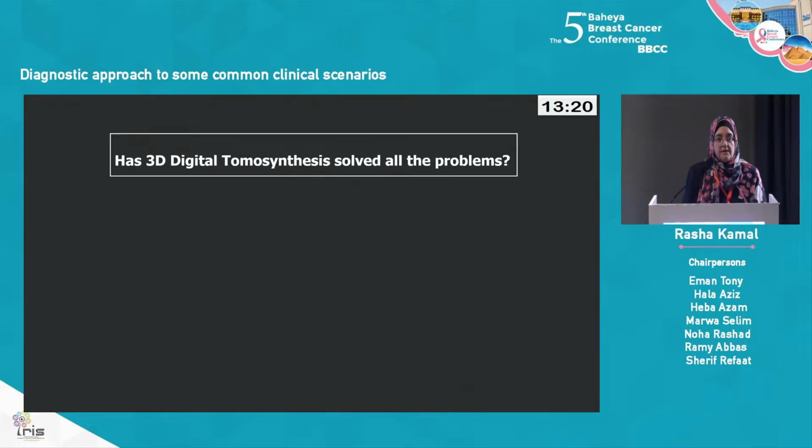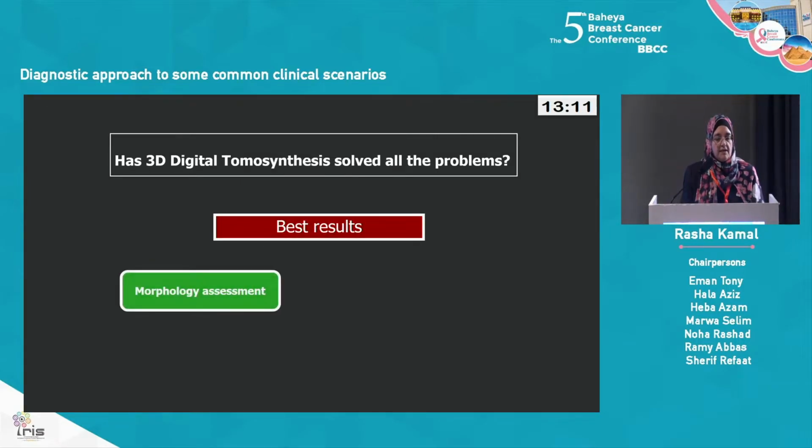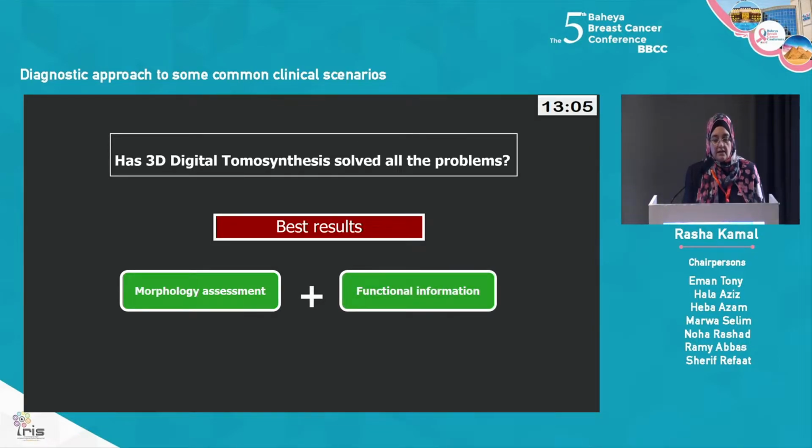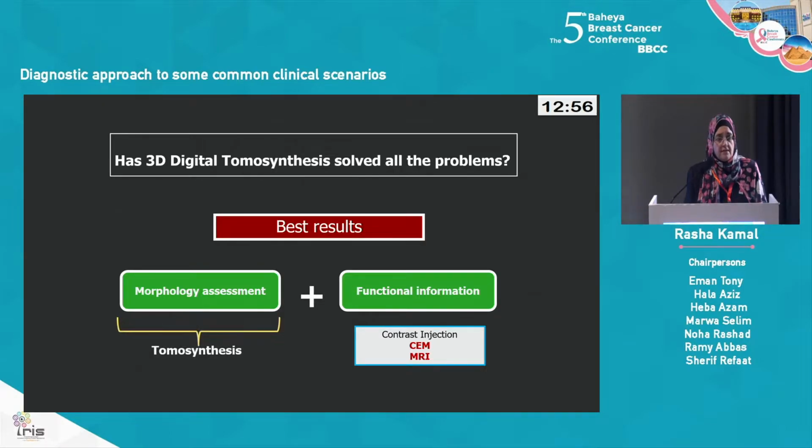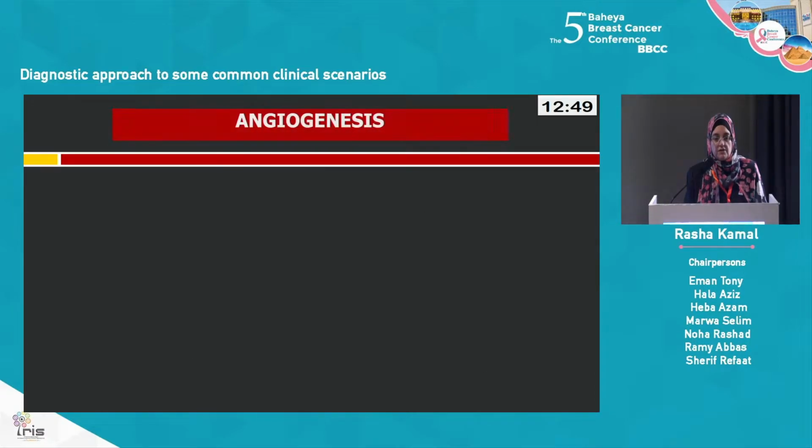We might think, by removing the overlapping tissues, that we have solved all the problems of mammography. But actually, the best imaging modalities are those which can give us morphology and enhance morphology assessment, and at the same time, supply us with some functional information. And this we get through the contrast injection, like what we do in contrast mammography and MRI. Tomosynthesis only gives us an enhanced morphology assessment, but it doesn't give us any functional information.